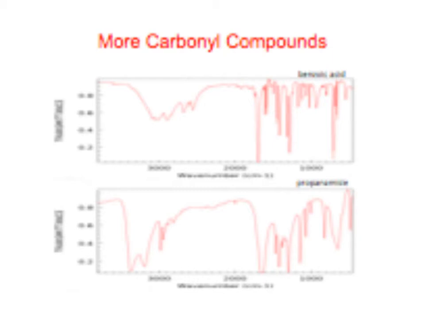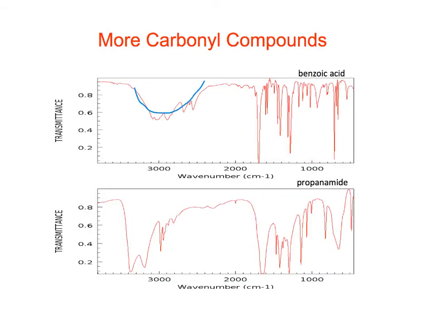Carboxylic acids have super broad OH stretches. The OH kind of stretches all the way over this whole region. So this is benzoic acid. It has the carbonyl stretch, probably the carbon-carbon double bond stretches.